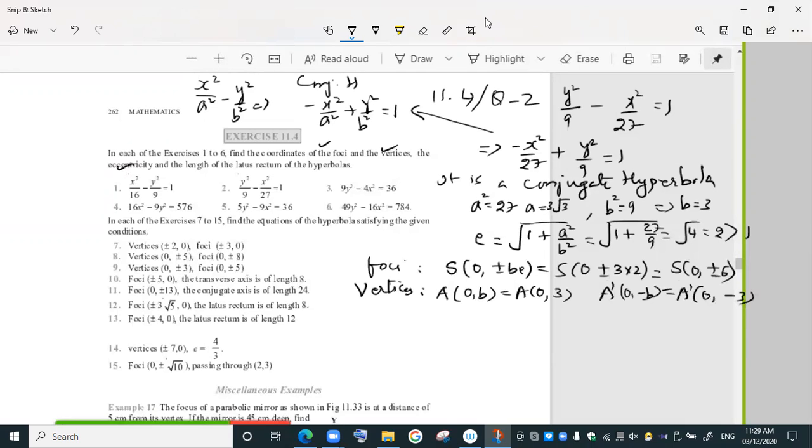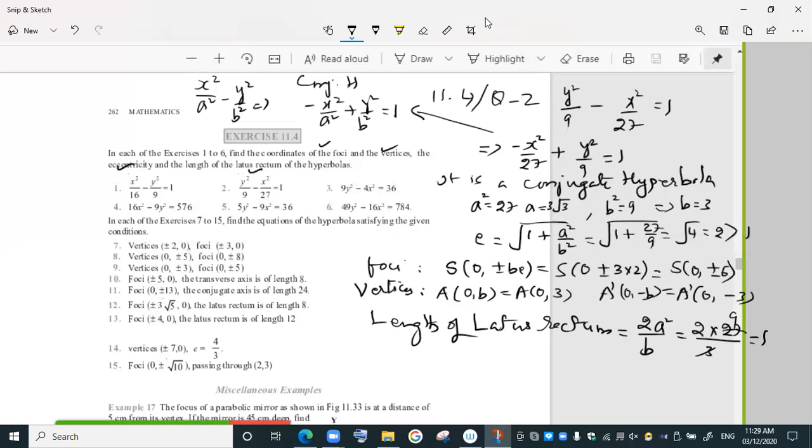Eccentricity already done. Length of latus rectum. So the length of latus rectum in this case is given by the formula 2a square upon b. So 2 into a square, a square is 27, upon b. B is 3. So 3 9s are 27, 9 2s are 18. The length of latus rectum is 18.